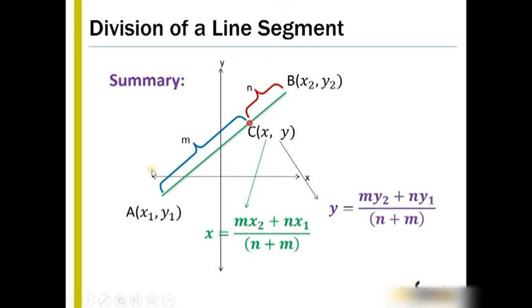So just to have a look at what that means, it means that we multiply m by x2 and we multiply n by x1. So it's almost like we're multiplying by the opposite coordinate. And in both cases, we divide by the total of the ratio, which is m plus n.